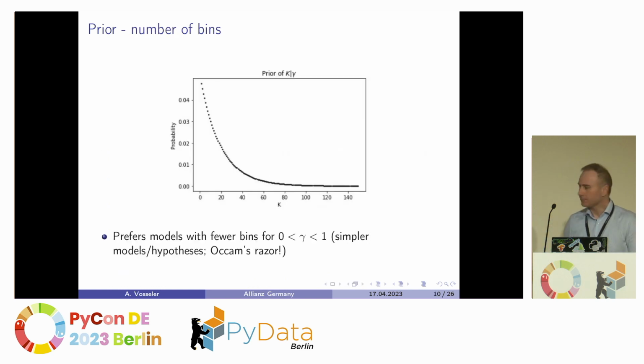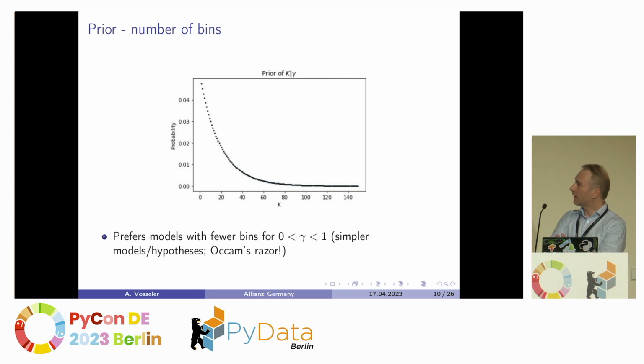So just wanted to show you what's the form of this informative prior for the number of bins. And you can see it's highly informative because it restricts the number of bins in a sense that we impose something like Occam's razor, saying that, let's say, simpler models are preferred over complex models. And this is some sort of regularization that we impose here by this prior.